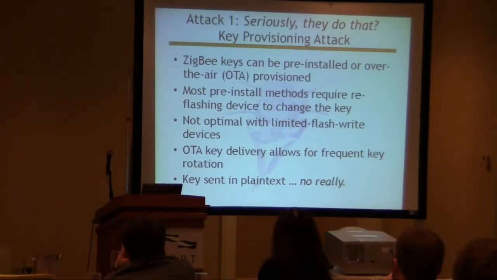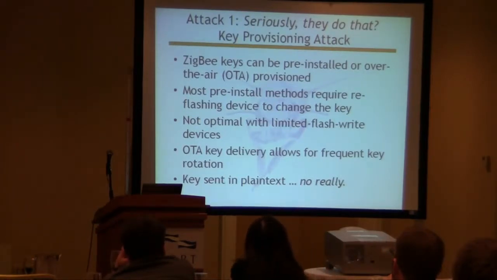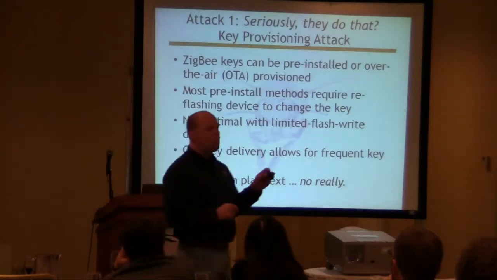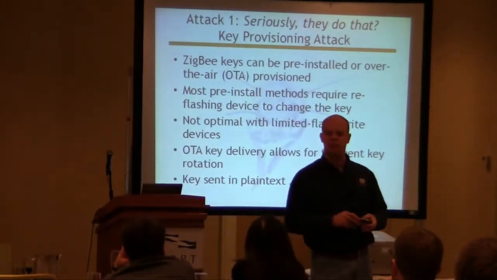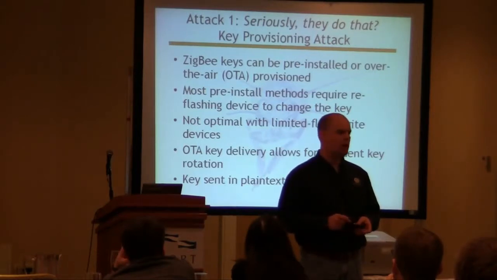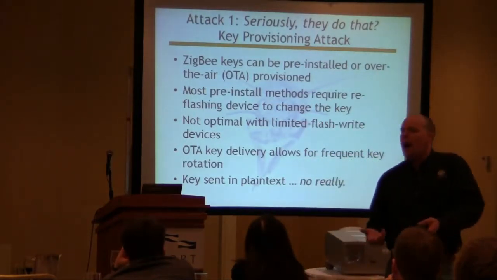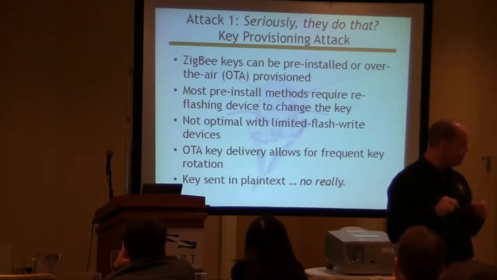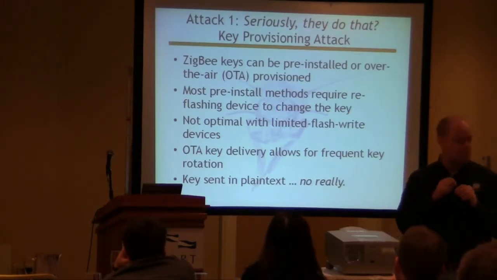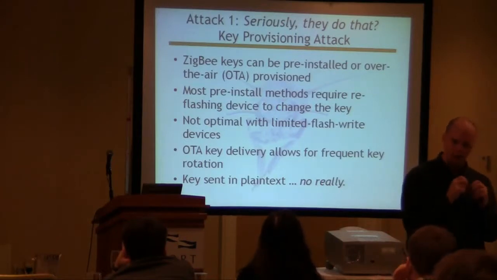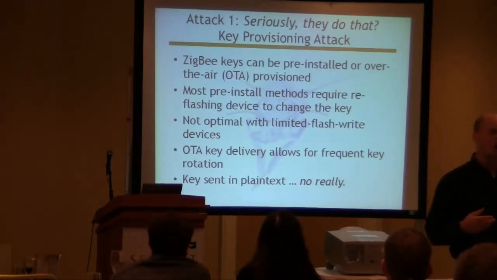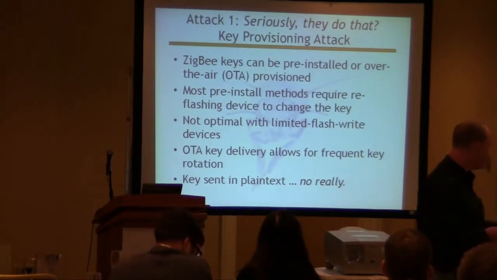Okay. Attack number one is called the "seriously, they do that?" key provisioning attack. How is it that we get the key on ZigBee devices? Every ZigBee device has to have a key, so how do we get that on there? Does the user enter the key on the device? Well, there's no keyboard. I mean, we could put little dip switches on. We could Morse code it out. No, that's not going to work, right? So how do we get that information on there?